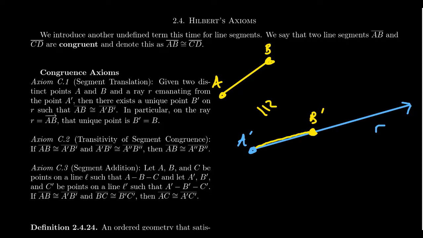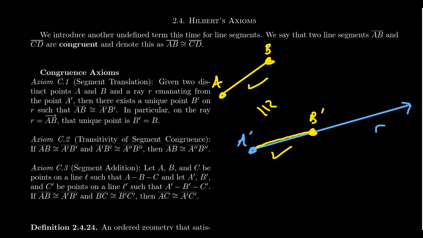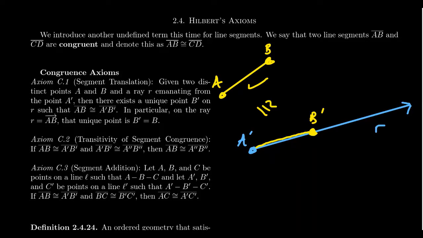All right, so the segment translation then gives us that if we have a segment and we have a ray, we can find a segment on that ray that's congruent to the other one. And so this is where it gets the name segment translation. The idea is, it's as if we could move this segment onto the ray. And so in essence, we can move congruent segments anywhere we want throughout the geometry.